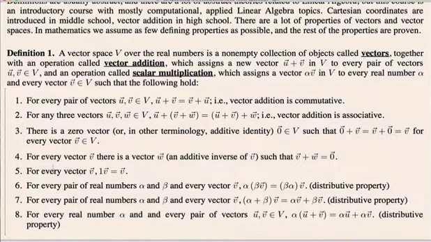Property 4 is that for every vector v there is another vector w such that v plus w is 0, and this w vector is called the additive inverse of v. Property 5, for every vector v, 1 times v is v, where 1 is the identity from the scalars, the multiplicative identity from the scalars.